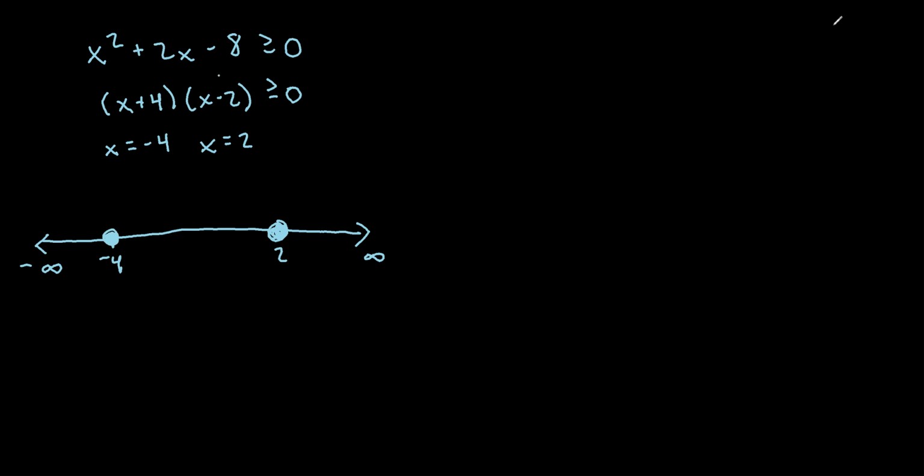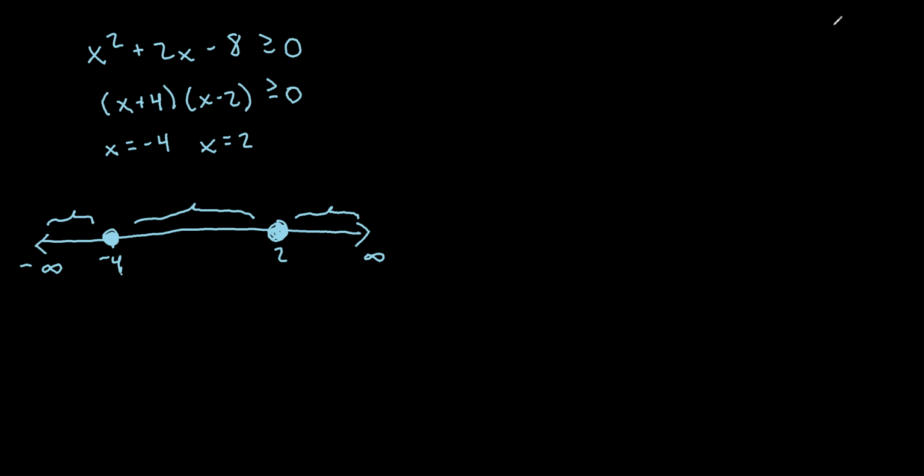So the next part that we need to do is we need to look at these 3 regions. So here's the first region, here's the second region, and here's the third region on our number line. And what we need to do is pick a number that lies in each region and plug it in for x and see if this expression is true or not.